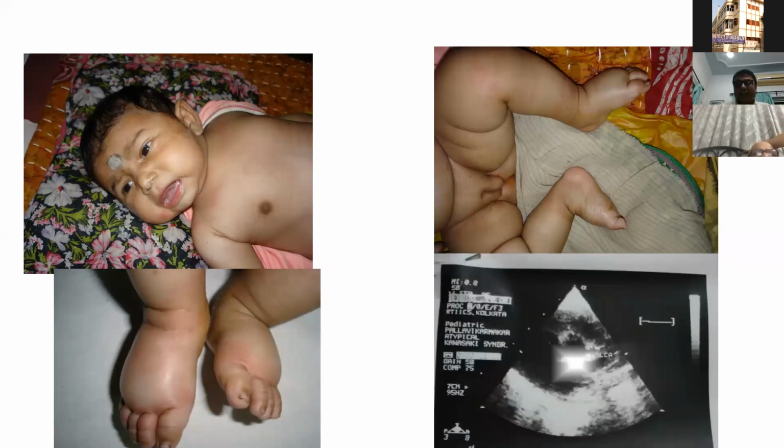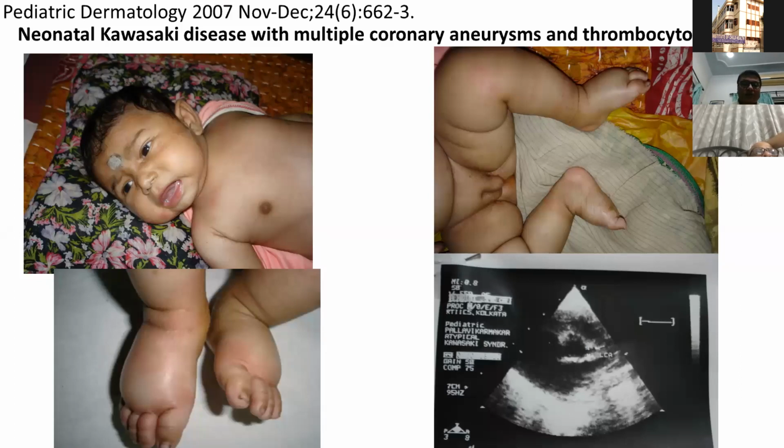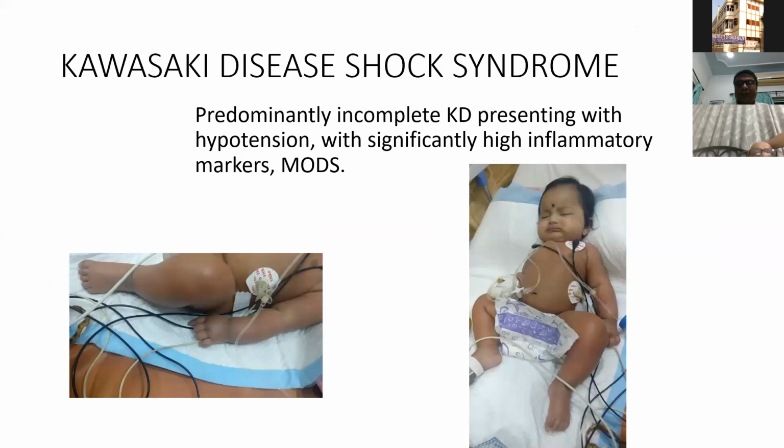A 23-day-old baby presenting with fever for 7 days. History of conjunctivitis, mucositis, a measles-like rash, and marked edema of the extremities. And this baby incidentally had a little thrombocytopenia. One should remember that though thrombocytosis is characteristic of Kawasaki, if you encounter a patient with relative thrombocytopenia, that's a bad prognostic marker because they have a higher incidence of coronary artery aneurysms. And that is what happened to this baby. This baby had multiple coronary artery aneurysms. This was published later on. So possibly this is one of the youngest case reports of KD, a KD in a neonate.